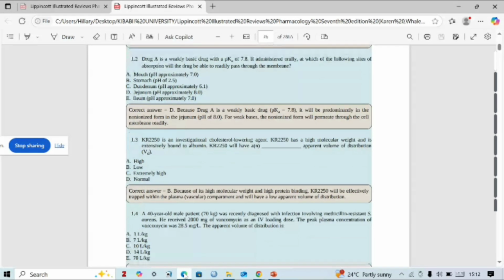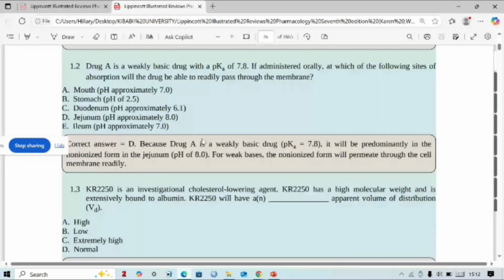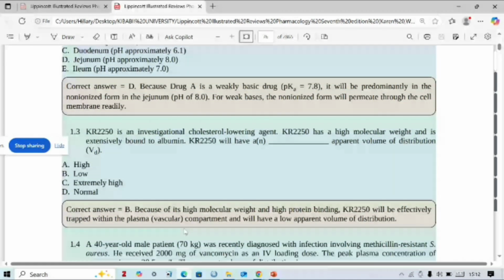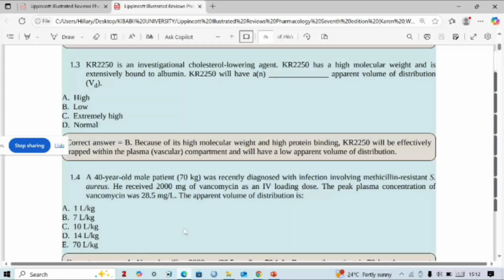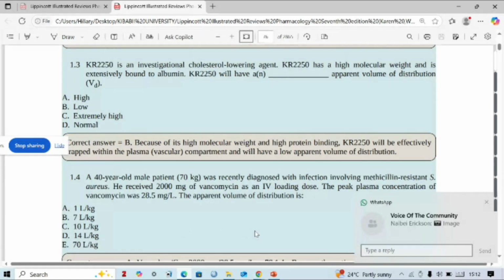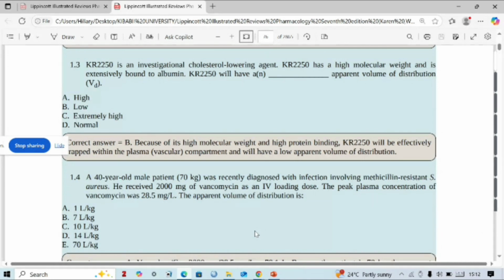Okay, are you seeing the screen there? Yes. Are you seeing question 1.4? If you're able to see it clearly, question 1.4. Yes, okay. You see it? Yes. Whoever has just responded, please read the question through.